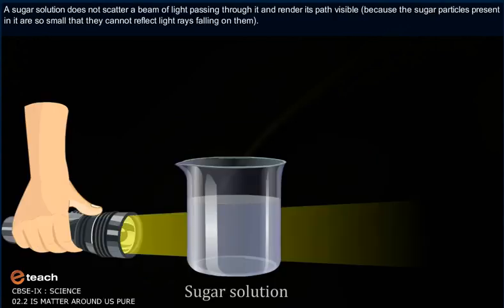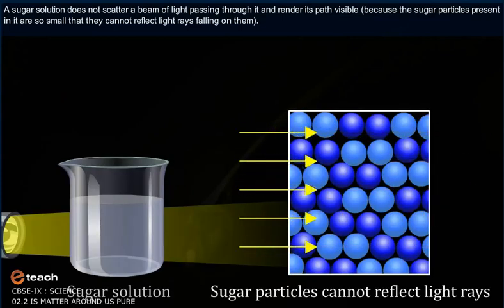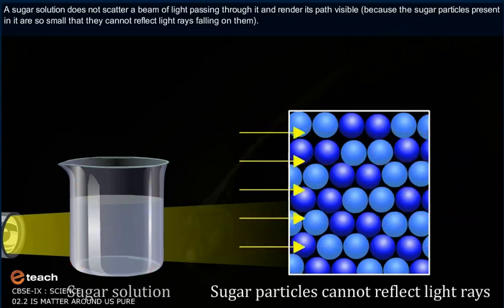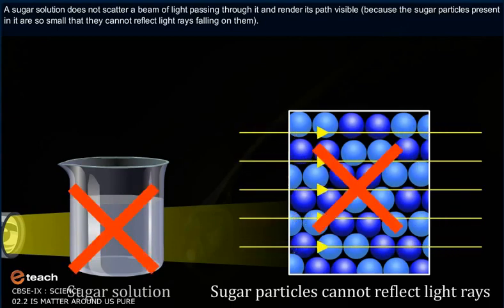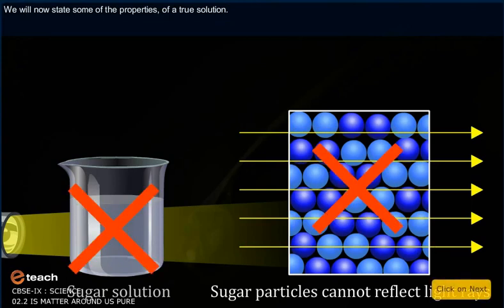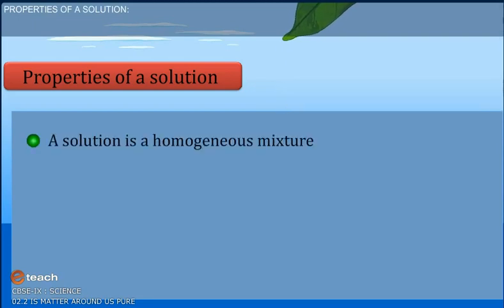A sugar solution does not scatter a beam of light passing through it and render its path visible because the sugar particles present in it are so small that they cannot reflect. We will now state some of the properties of a true solution. Properties of a solution.